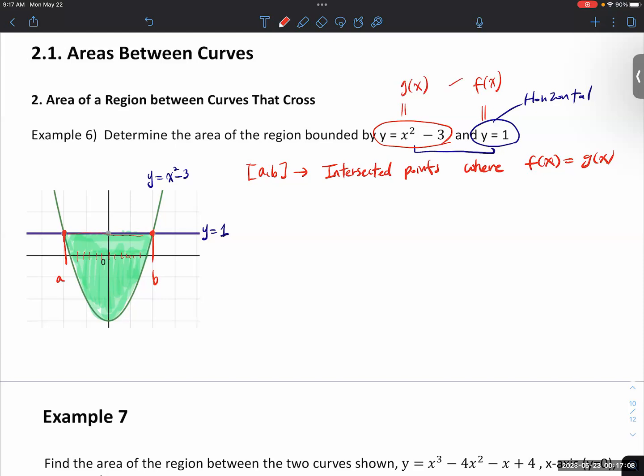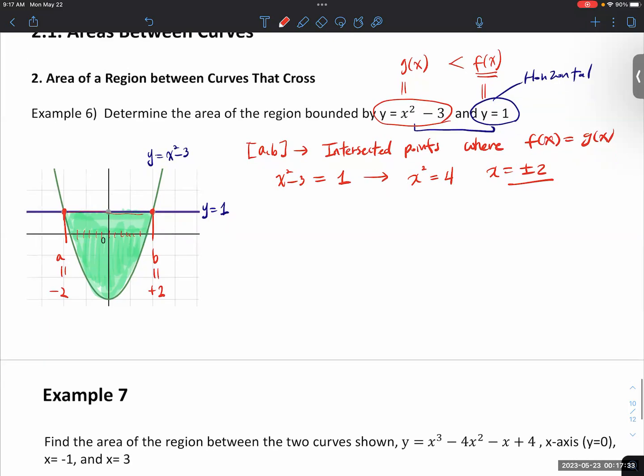So now you're going to set it up, because f must be higher. For the area, we need to find the intersection points first. So x squared minus 3 equal to 1. That means x squared, you're going to solve, equals 4. So x is going to be plus or minus 2. Gotcha. A is negative 2, B is positive 2. So now you can set up that equation. We found the intersections. So from negative 2 to positive 2, which one is f? 1 minus g. This is f and g.